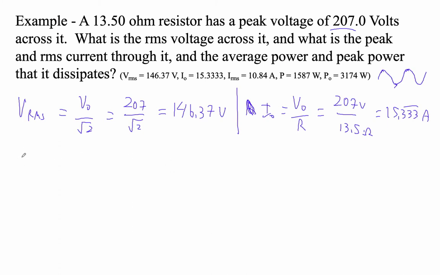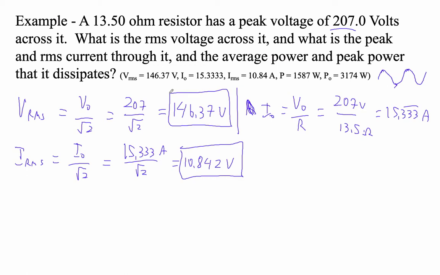I RMS is going to be I peak divided by the square root of 2. So that's 15 point a lot of threes amps divided by the square root of 2, and I get 10.842. So this is my RMS, sort of my average current. On the average, kind of, it's that. It gets a lot higher at the peak, but on the average, in terms of power, that's what it is. It's not a time average, but it's like a power thing.